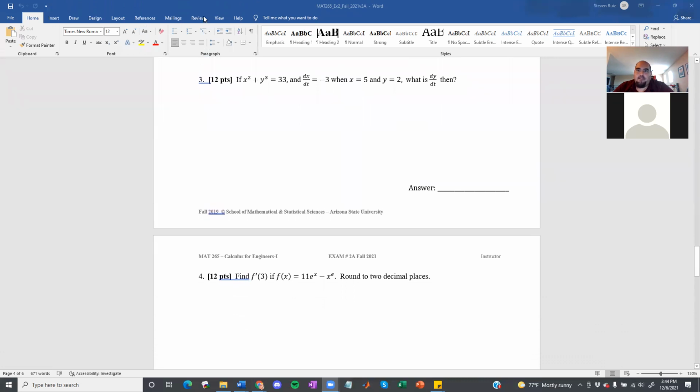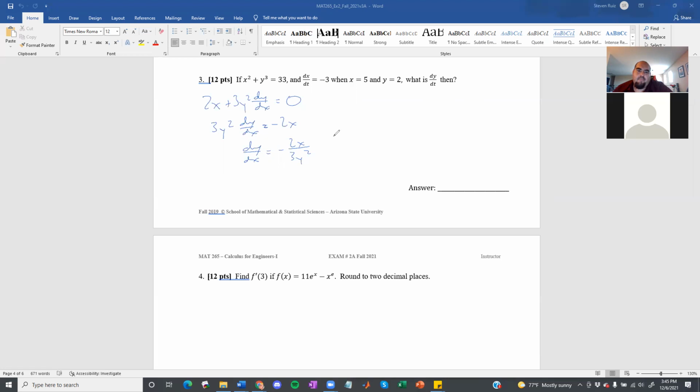Gotcha. All right. Okay, so moving on to this one, we'll find the derivative, which is 2x plus 3y squared dy/dx is equal to 0. Subtract the 2x, so that'd be negative 2x over 3y squared. That would be our derivative. And then it's talking about dx/dt is equal to negative 3 when x is negative 5 and y is 2.